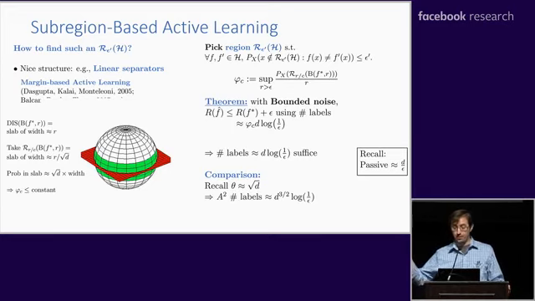Both of these are improvements over passive in terms of the dependence on epsilon. Passive learning had a d over epsilon dependence. Right, so in the case of disagreement-based active learning, it came at the cost of a square root d factor, whereas in this margin-based, subregion-based approach, we're not even losing any dependence on d. Okay.